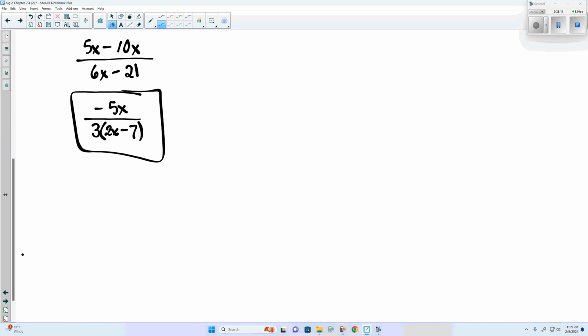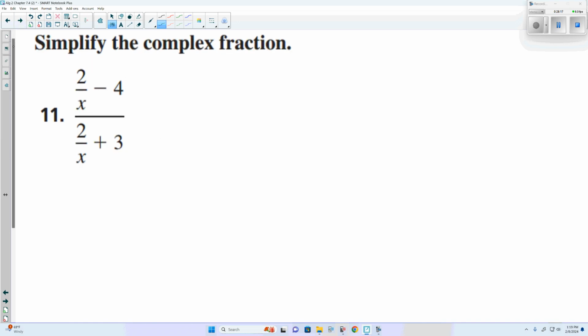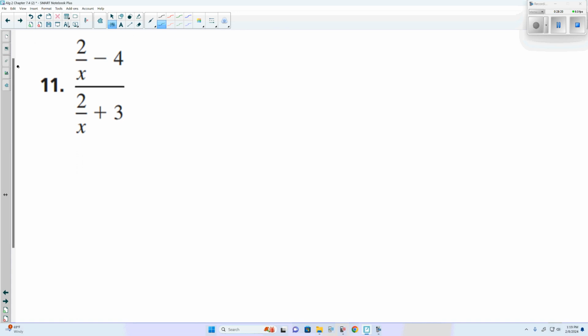Questions on this here? Let's look at this one here. What do we need to multiply the top and bottom of this fraction by? I'd agree with x, because we have x in the denominator. It's just x, because 4 and 3, we do have those there, but do they have a denominator? No. So the only one we're worried about getting rid of is our 2 over x and 2 over x.